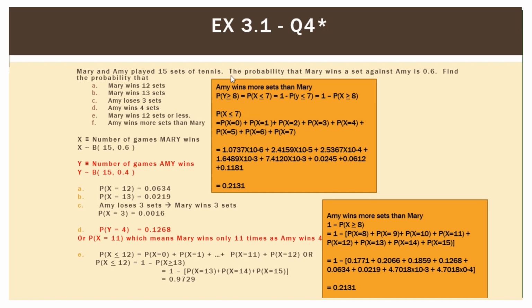So how to find Y more than or equal to 8? You can just use Amy's probability and find 8, 9, 10, 11, 12 until 15. Or what you can do is 1 minus 0 to 7. So it's up to you. Which one are you doing? Okay, so this question should be okay. Moving forward to the next part.